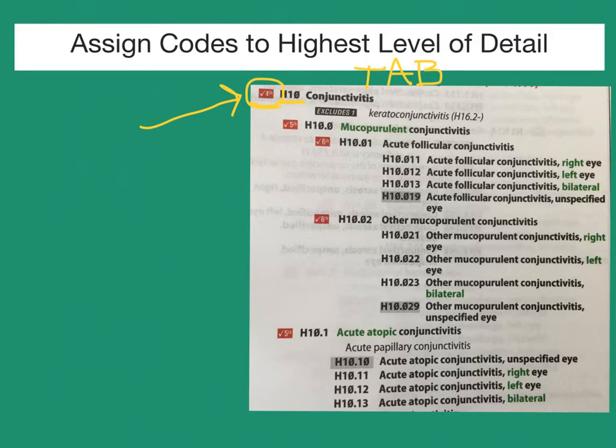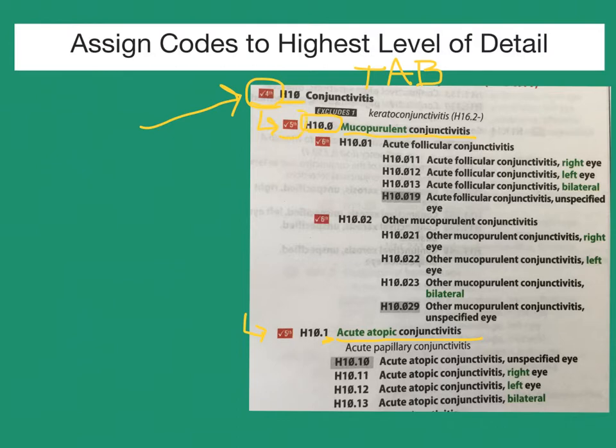So we make a decision. We've got H10.0 for mucopurulent conjunctivitis, or H10.1 for acute atopic conjunctivitis. So based on whatever your medical documentation may be, let's say we ended up choosing the H10.0, which is 4 characters. Wait, that's also not a valid code.